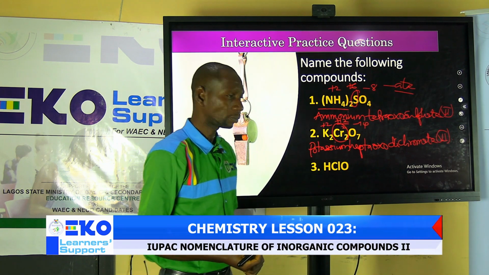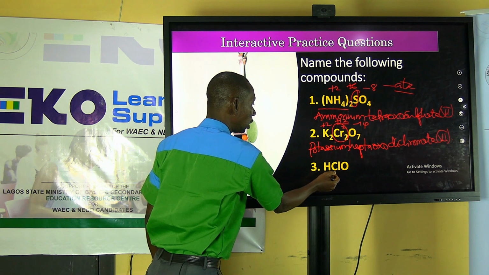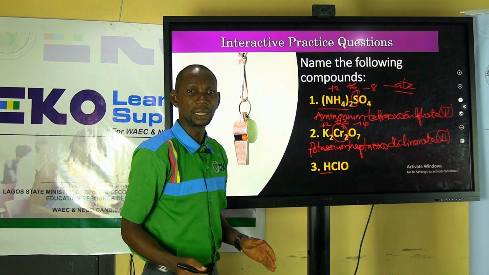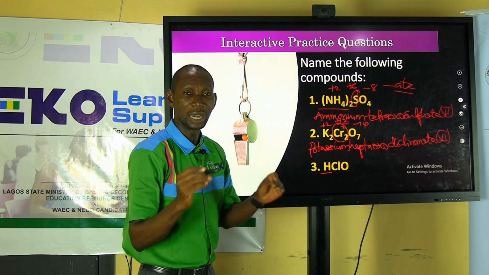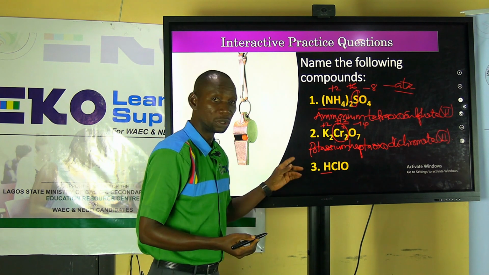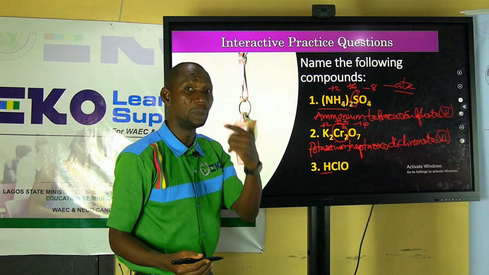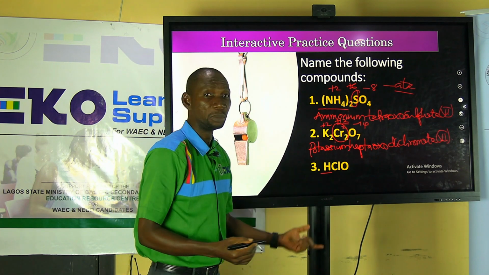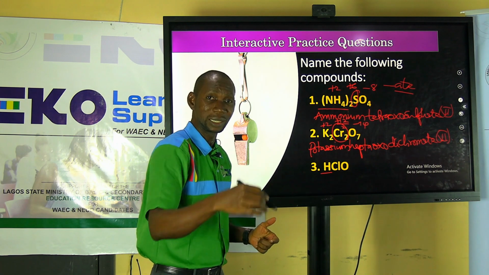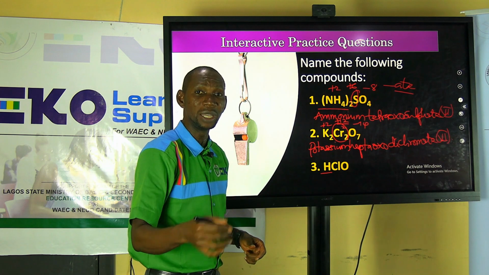Okay? Now, if you look at the third compound here, the first element is hydrogen, and that is very, very peculiar to acids. All acids start with hydrogen. That is an important point that you need to take note of. So, we are going to have to skip that first part of the rule that says name the first element as it is. You will not name the first element as hydrogen. Instead, you are going to add the name acid at the end of the name. That tells us that it starts with hydrogen.